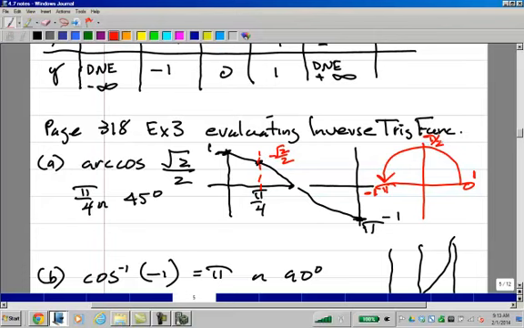Okay? So you can see that all the possible input values for the arc cosine are encompassed by restricting the domain from 0 to pi. So the range is from 0 to pi. So there's only one angle that can have a cosine of root 2 over 2, and that's 45 degrees. So only one angle, and that's pi over 4, 45 degrees.